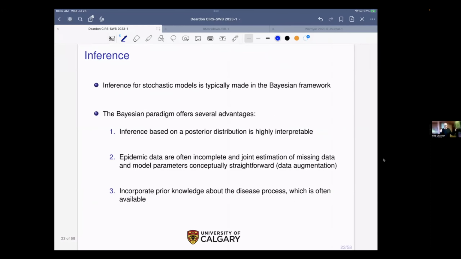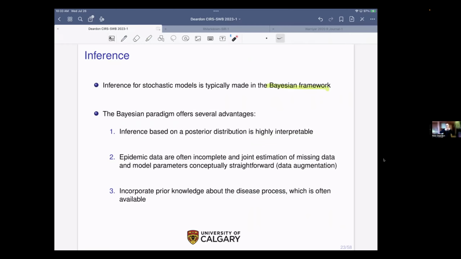We tend not to, right? We tend in this field to use Bayesian models or work in the Bayesian framework. There are a number of reasons for this. The first one there, that inference based on the posterior is highly interpretable, is perhaps not the most important one from a disease modeler's point of view, but is very nice, right?